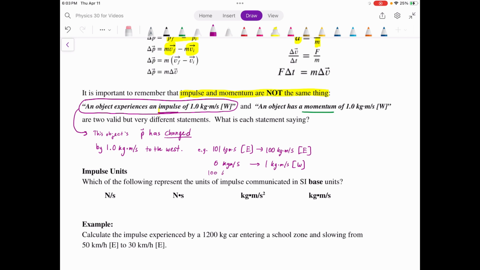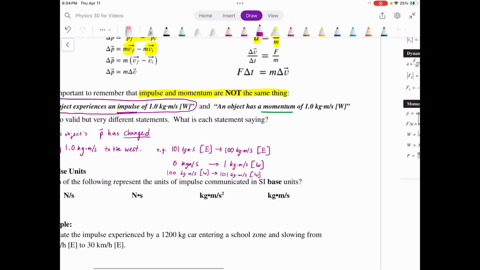I mean, it even could have been 100 to the west to 101 kilogram meters per second to the west. All of these changes are changes in momentum of 1 kilogram meter per second to the west. Just like getting 5 years older, right? It could mean you went from being 10 years old to 15 years old, or 17 years old to 22 years old, or 100 years old to 105 years old. In all of those examples, the change in age was the same. It was 5 years, right? But that doesn't mean the actual initial and final ages were necessarily the same.